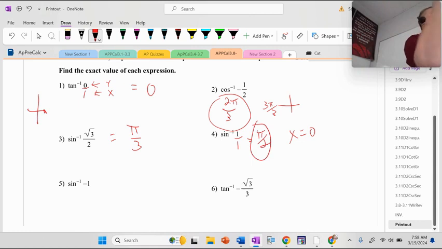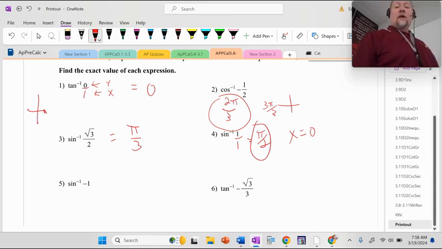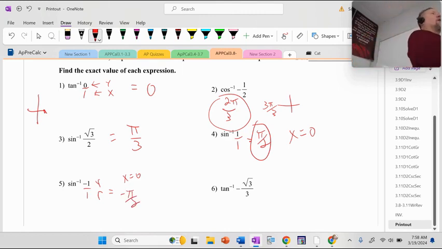Move on. All right, well then what does this have to be when y is negative 1 and x is equal to 0? What do you get for that? So it's negative pi over 2 because you're down 1. Okay, and that's why that is that answer.